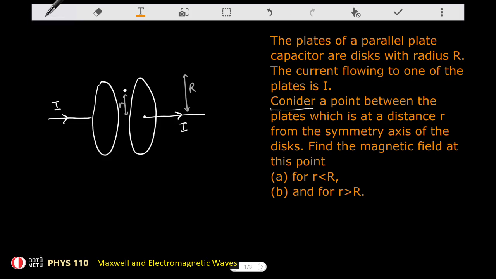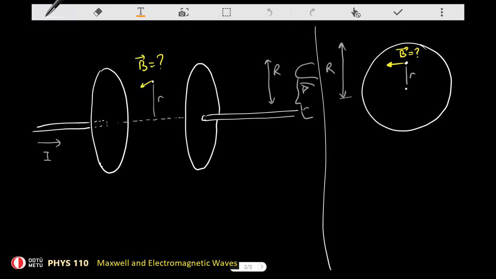Now consider a point between the plates, which is at a distance r from the symmetry axis. Let's just remember that there's a symmetry axis in here, so the symmetry is very important. From the symmetry axis, find the magnetic field at this point for these two cases: when the point is between the plates, and for the case when the point is slightly off or way off. In any case, so this is the situation. That's basically part A of the problem.